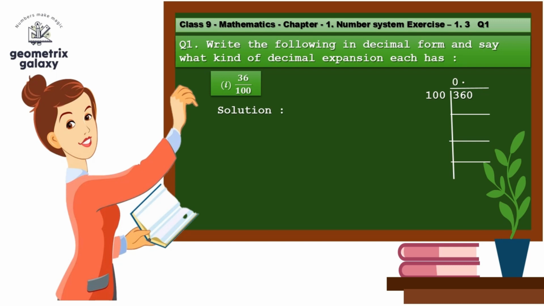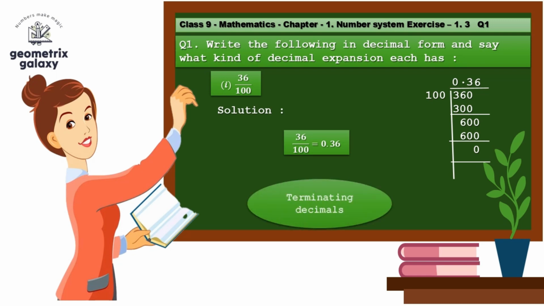So 36 becomes 360. 100 threes are 300. Remainder is 60. Add one more 0. So it will become 600. 100 sixes are 600. So the remainder is 0. So 36 by 100 is equal to 0.36. Now can you guess what kind of decimal expansion this is? Yes, you are right. This is terminating decimals.